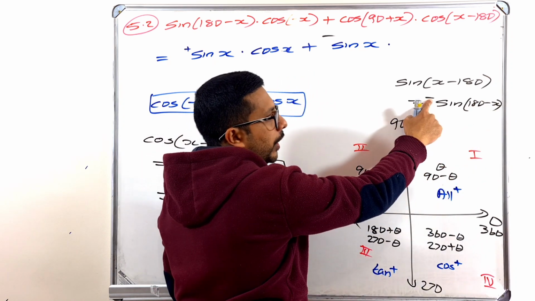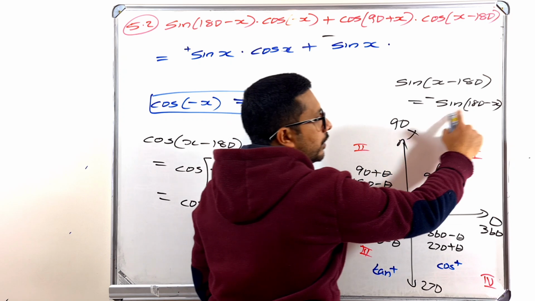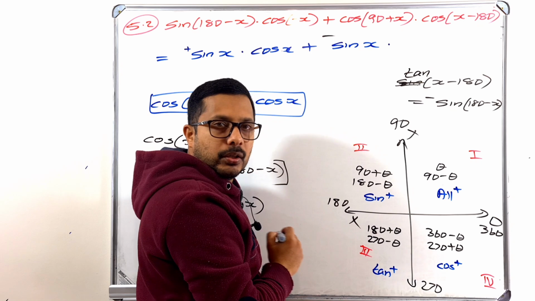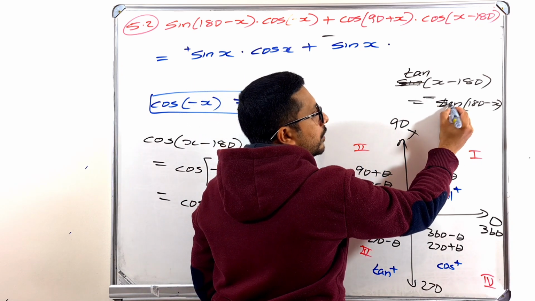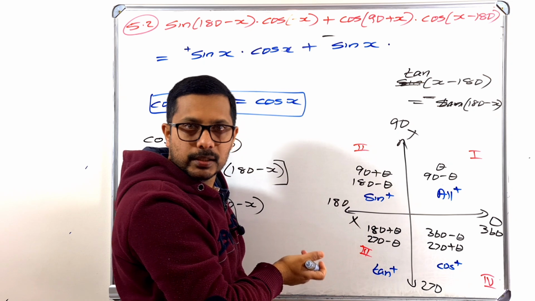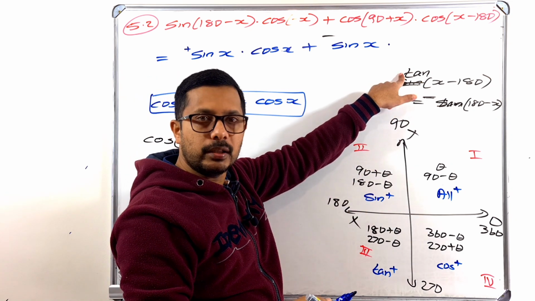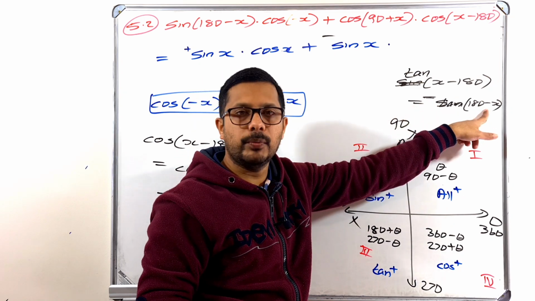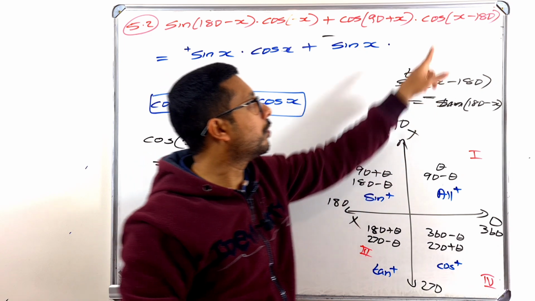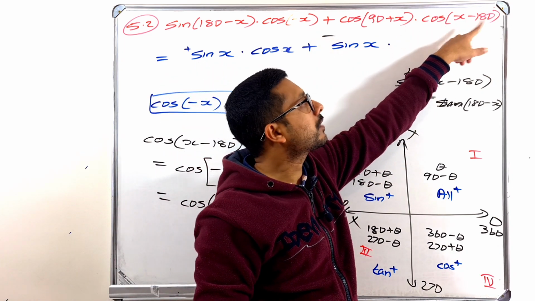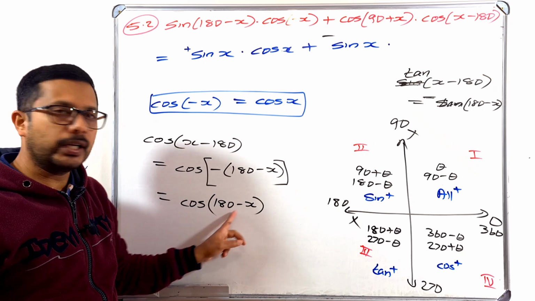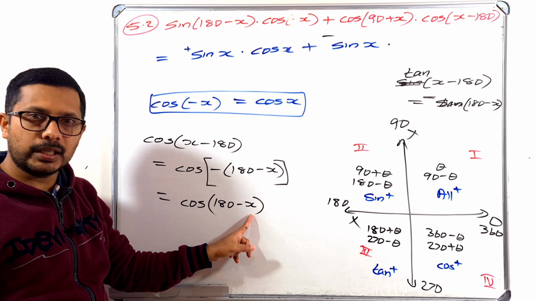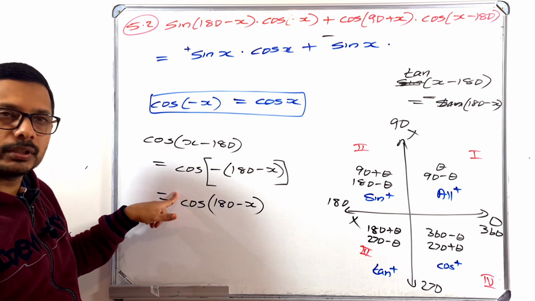You understand? You have to put a minus there outside. Then you can write 180 minus x. Instead of sine, if it is tan, then also you have to write minus of tan of 180 minus x. So in the case of sine or tan, you have to write minus of sine 180 minus x or minus of tan 180 minus x. But only in the case of cos, x minus 180 and 180 minus x are the same. If it is sine or tan, then you have to put a minus there.